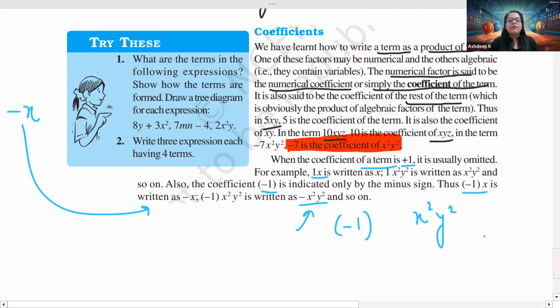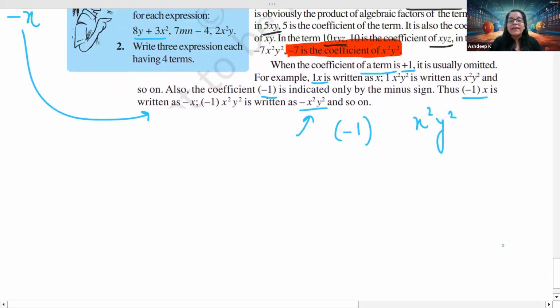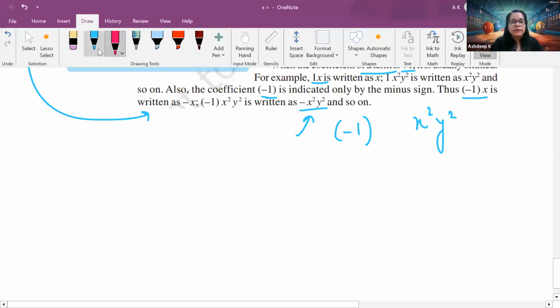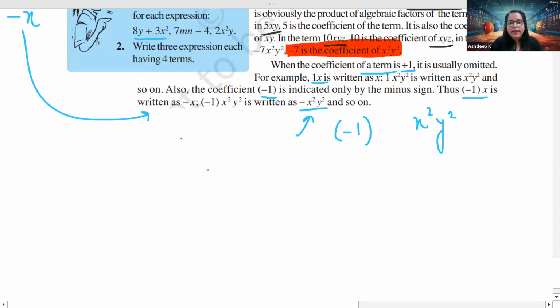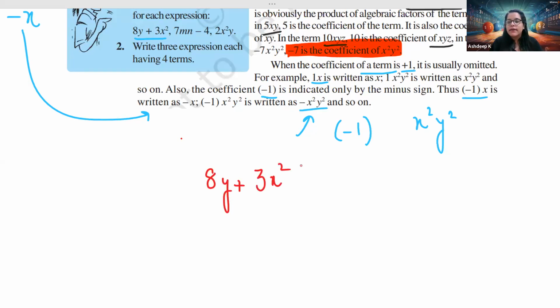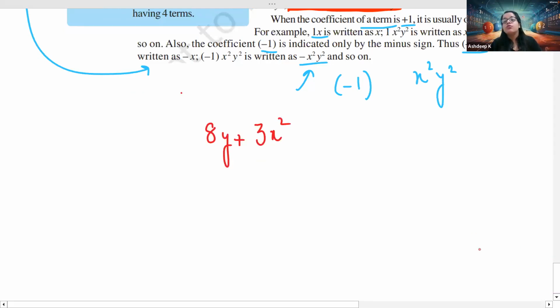So now let's take a very simple example. Let's try this out. What are the terms in the following expression and how are the terms formed? We have to draw a tree diagram. So we simply have the expression. Let's quickly try this out. X, Y. Let's try this question only. So we have 8y plus 3x square, right?